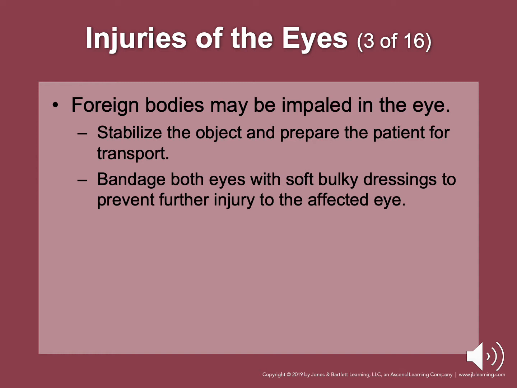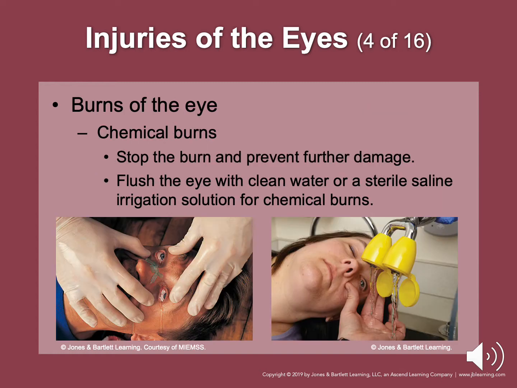Burns of the eye: stop the burn and prevent further damage. Chemical burns are usually caused by acid or alkaline solutions. So flush the eye with clean water or sterile saline irrigation for about 5 minutes. Ideally, you will use a bulb or irrigation syringe, a nasal cannula, or some other device that will allow you to control the flow.